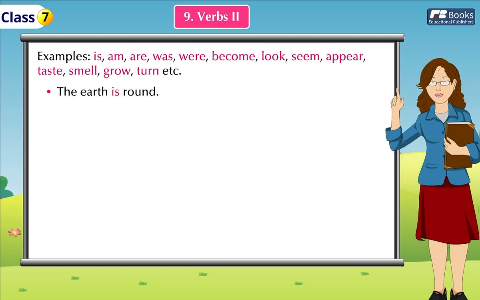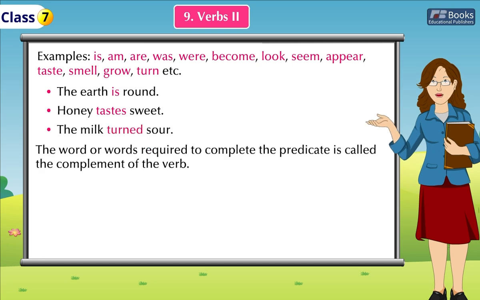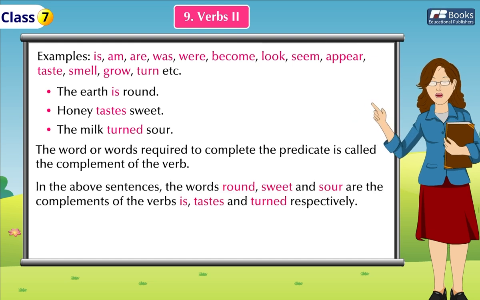The earth is round. Honey tastes sweet. The milk turned sour. The word or words required to complete the predicate is called the complement of the verb. In the above sentences, the words round, sweet, and sour are complements of the verbs is, tastes, and turned respectively.